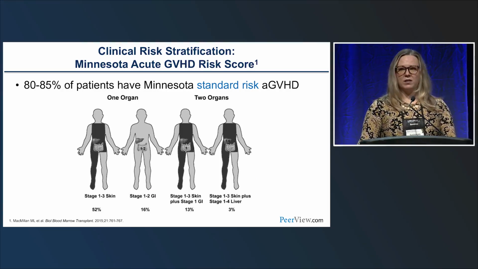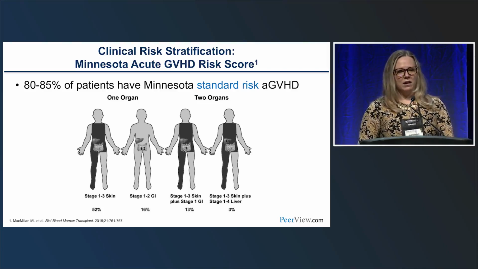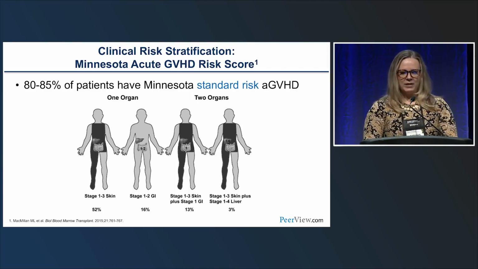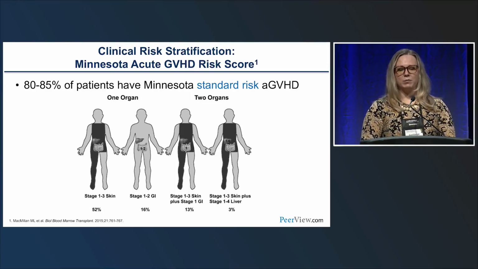So here we're focusing on clinical risk stratification, and the way that we approach this often in clinical trials and in practice is with the Minnesota Acute GVHD Risk Score. So the way this was developed was looking at the records of nearly 2,000 people with acute GVHD, looking at all of their individual organ stages, and then ultimately grouping those individual patterns of stages into two main groups, standard risk and high risk. This looks to be more able to identify someone who is at risk of high non-relapse mortality, potentially better than the classical Glucksberg grading of 0 to 4.